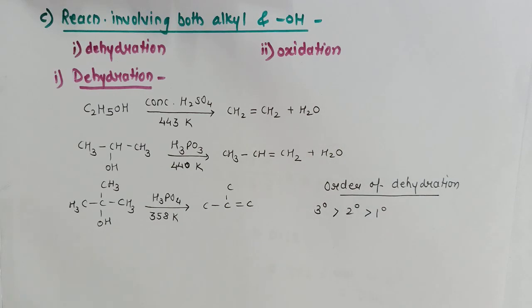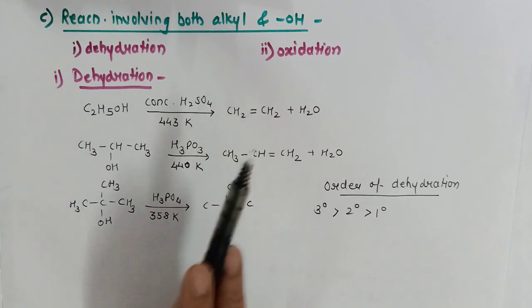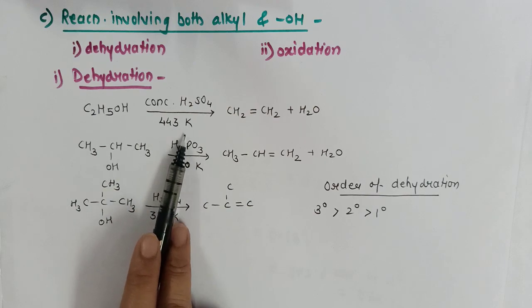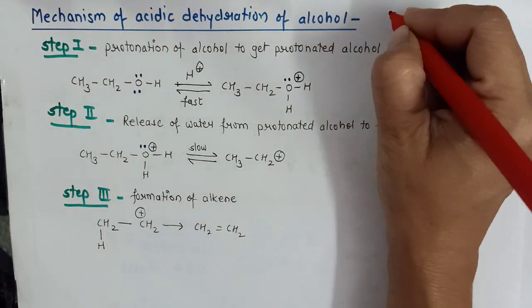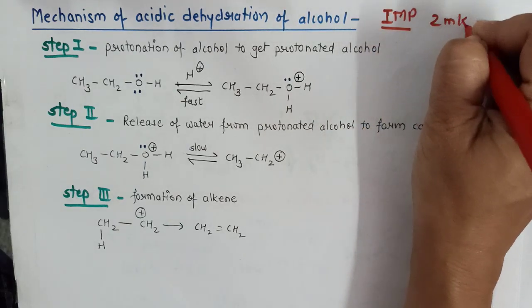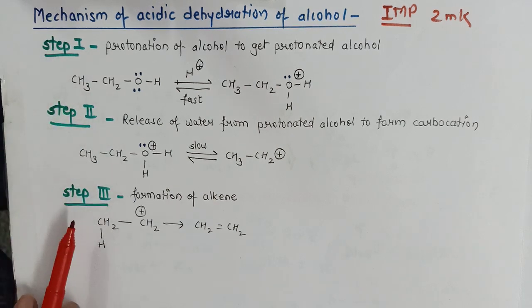We have to study the mechanism of especially this one, the formation of alkene from 1 degree alcohol by using concentrated H2SO4 at 443 Kelvin. The mechanism of acidic dehydration of alcohol. All the mechanisms, as I have told you, are all important. Sure question of 2 marks. Either the question is asked directly, that write the mechanism of a particular reaction, or for one particular step, for one particular sequence, the question can be asked.